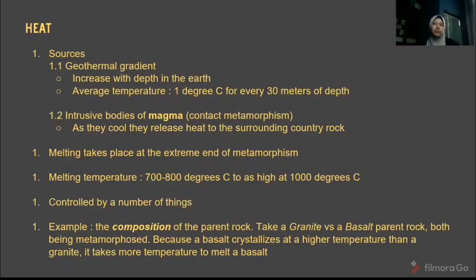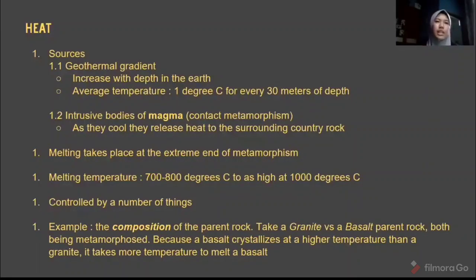So next, I will talk about heat. There are two sources of heat. The first one is the geothermal gradient, and the second one is intrusive bodies of magma. The geothermal gradient is related to the increase of temperature with depth in the earth, and the average is 1 degree Celsius for every 30 meters of depth. For intrusive bodies of magma, also known as contact metamorphism, as they cool, they release heat to the surrounding country rock.